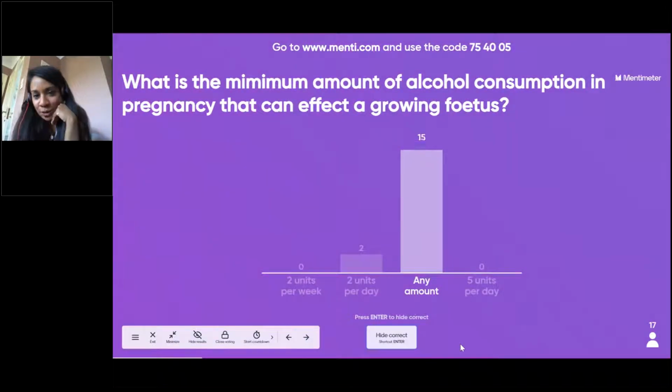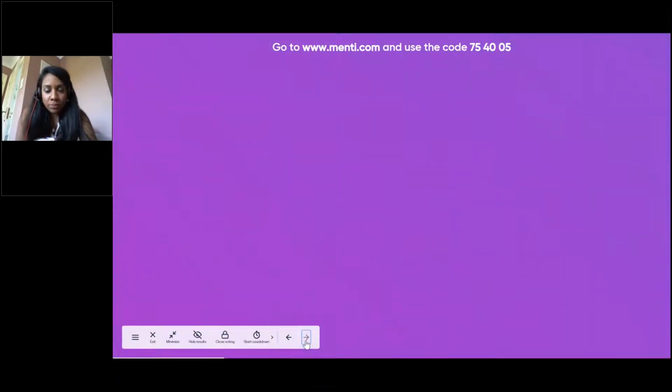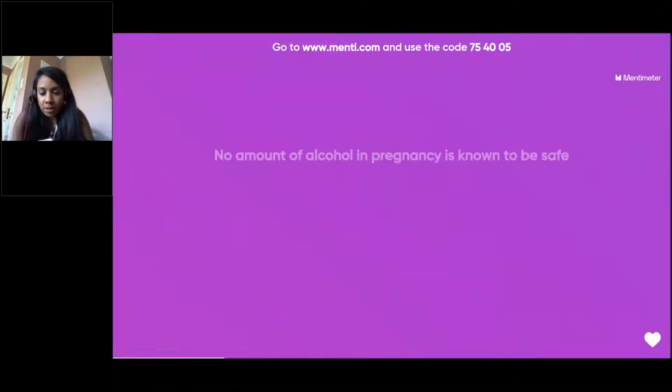So all of you who said any amount were correct. This can be a bit of a surprise when you first start reading about fetal alcohol spectrum disorder, and it was definitely one of the things that I didn't realise, because I always thought you've got to have a certain amount in order for the fetus to be affected. So essentially, no amount of alcohol in pregnancy is known to be safe.